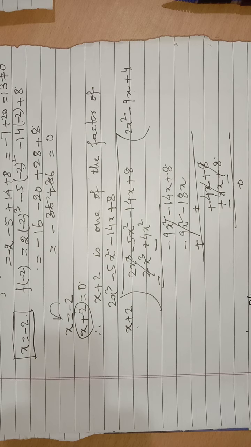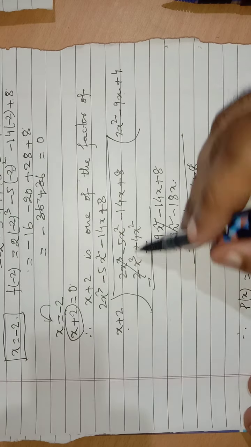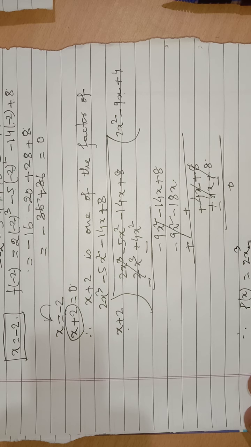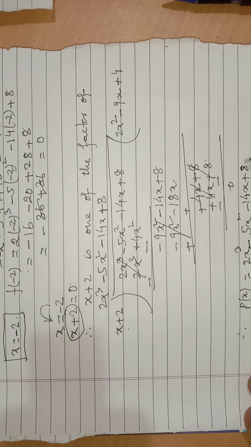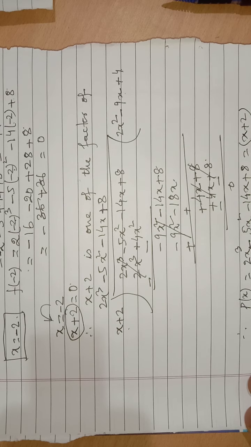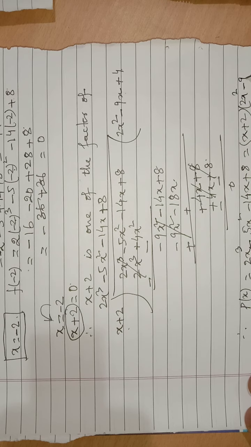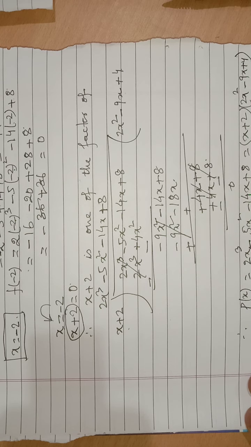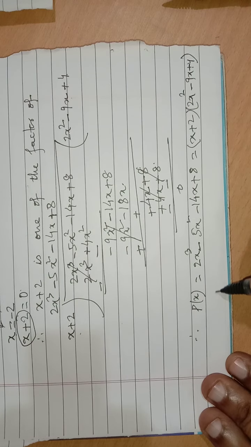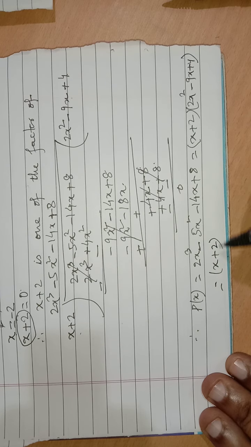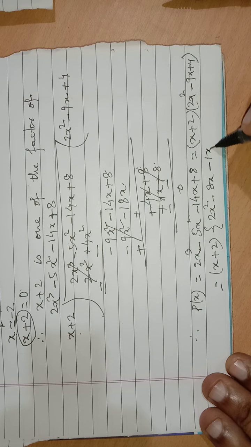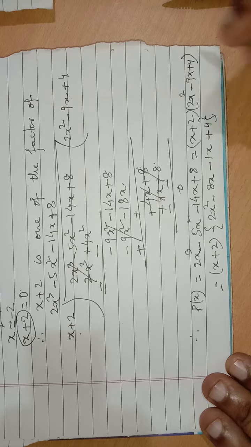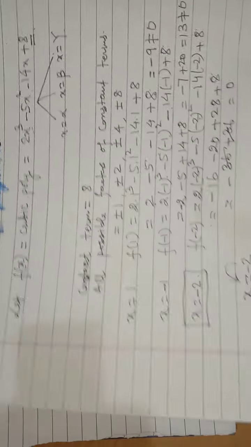Therefore the polynomial 2x cube minus 5x square minus 14x plus 8 is equal to, from the division algorithm, x plus 2 into 2x square minus 9x plus 4. This we are getting, so we will find out by splitting the middle term. This is the quadratic one, so 2x square minus 8x minus 1x plus 4 we can write, and we will take another page here.